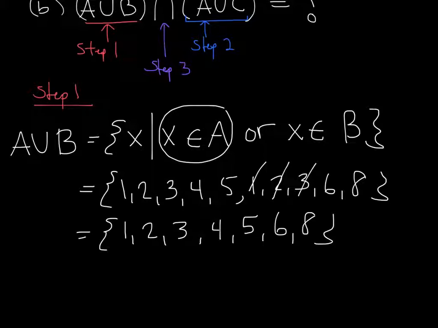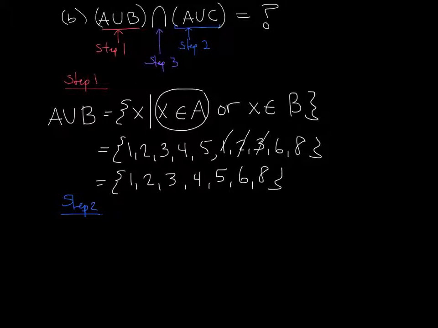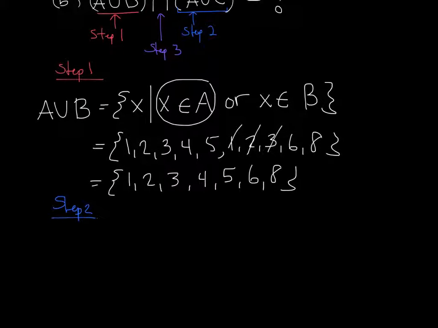Okay, step 1 is done. Step 2 is, let's go ahead and write that down and move this. Okay, so step 2 is A union C. So let me get my white. Okay, so A union C.